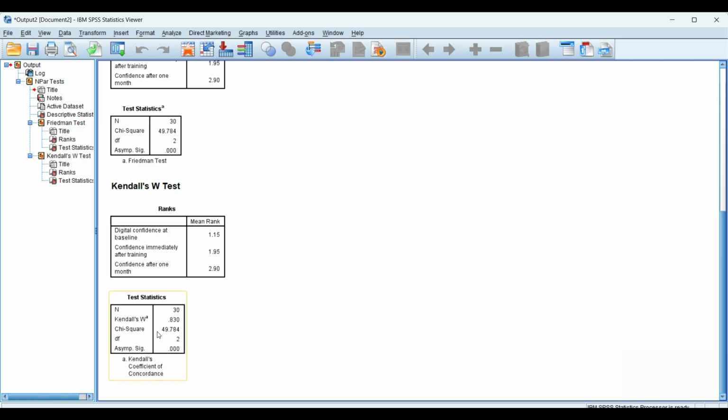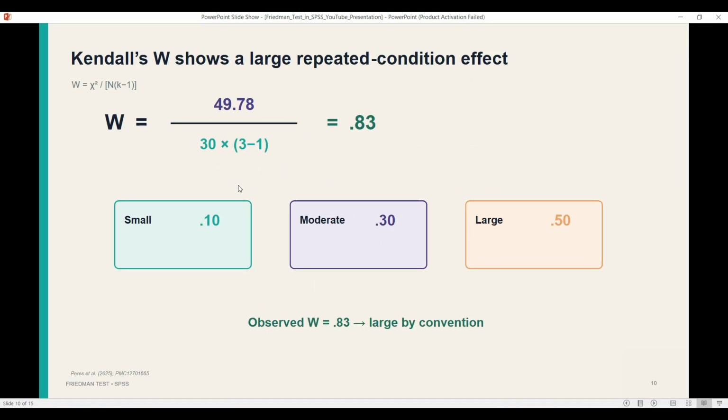You can also see the chi-square value is 49.784, so SPSS calculates it automatically. If you didn't find the Kendall's W formula, you can apply this formula and calculate the power, how much strength the independent variable affects the dependent variable.